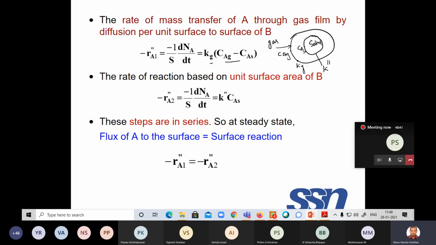To make you still clear, can I give one more example? No, sir, I got that. I understood that concept, sir. So what is the difference between kg and k prime? Good question. kg is the mass transfer coefficient in the gas film, because the gas is being transported. The gas is being transported because of the concentration gradient. How much of the gas is being transported depends on its mass transfer coefficient. That is what you will be studying in mass transfer.